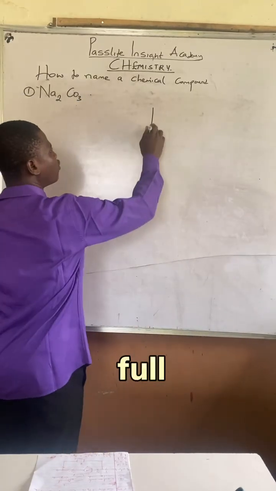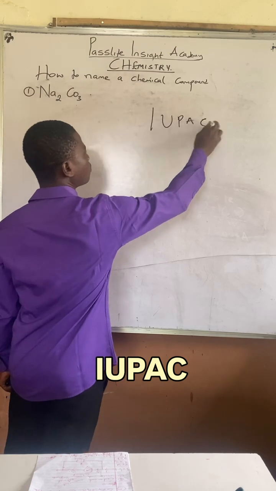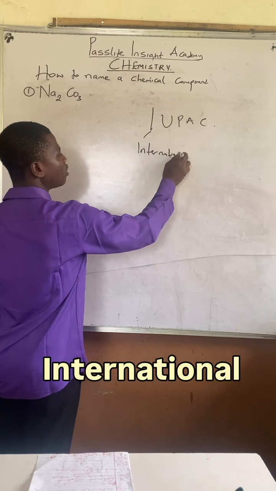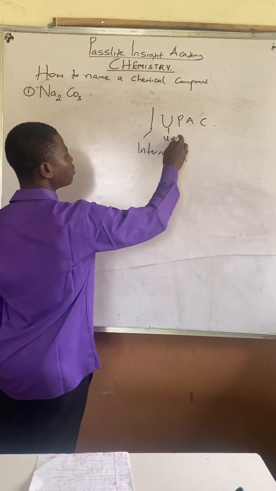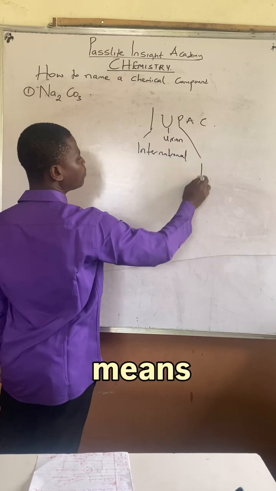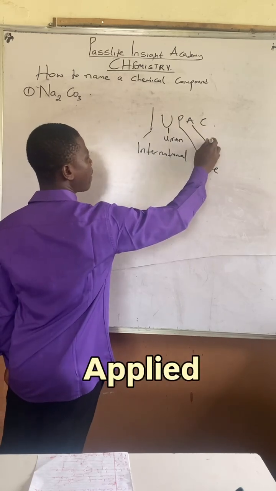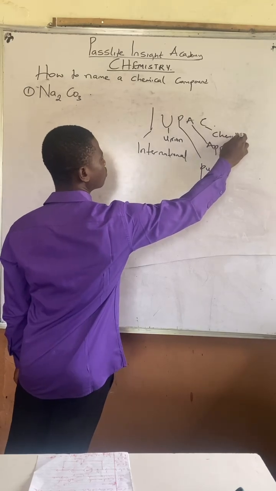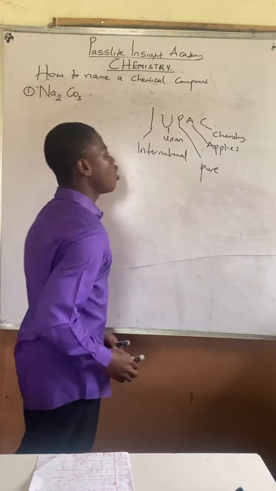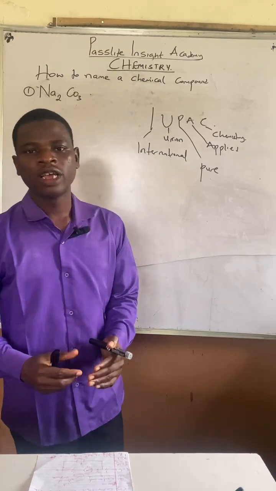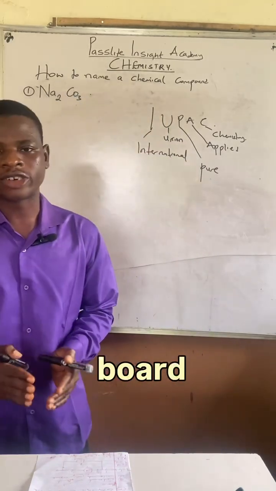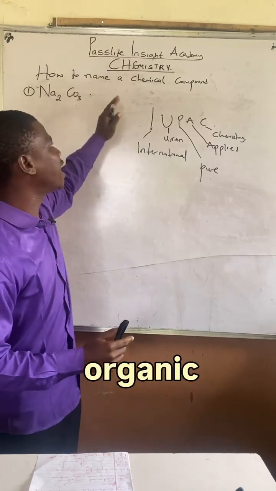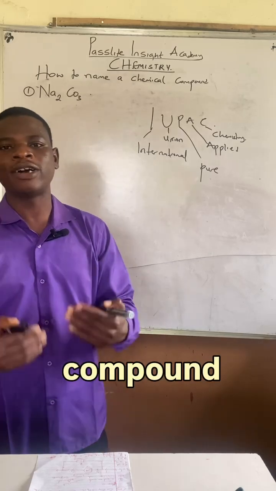They can ask you what is the full meaning of IUPAC. I means International, U means Union, P means Pure, A means Applied, then C means Chemistry. The International Union of Pure and Applied Chemistry is like a regulation or a board that is guiding the international system of naming organic chemistry, or naming a compound in chemistry.